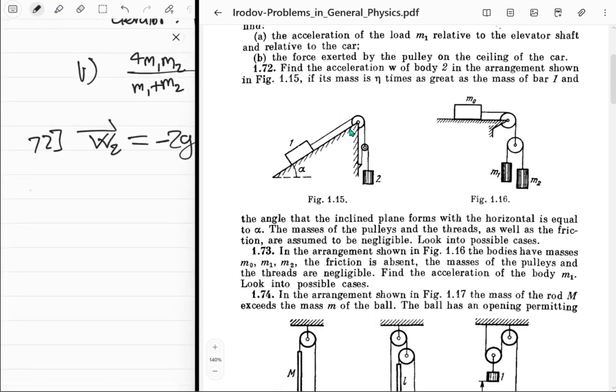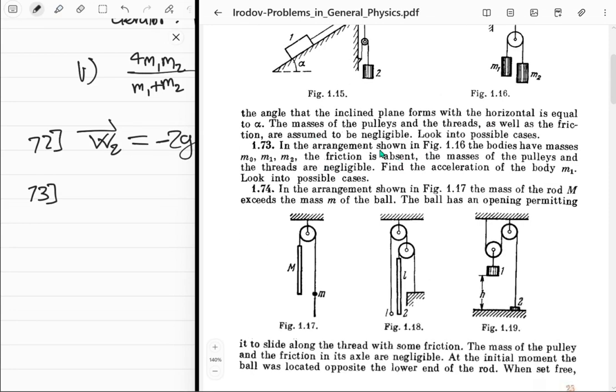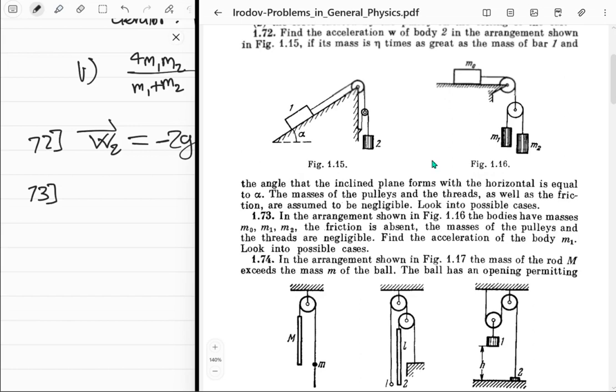Okay, so now you are 73rd. In the arrangement shown in the figure 1.16, so this thing, the bodies have masses m1, m0, m1, m2. Friction is absent. The mass of the pulleys and the threads are negligible. Find the acceleration of the body m1. Once again, look into the possible. What does that even mean?